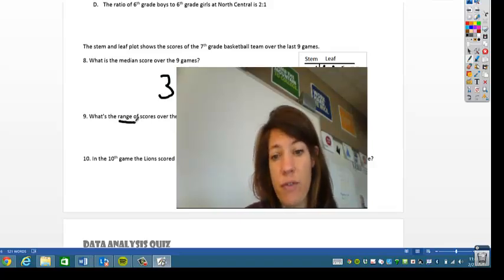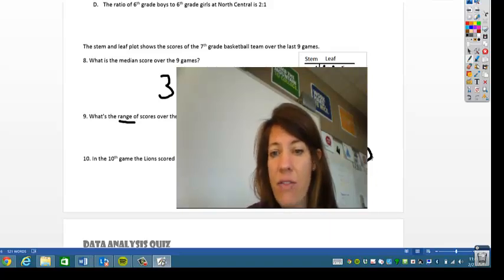The range of scores is the highest, which in this case is 47, minus the lowest, which in this case is 11. Well, for here, I don't even have to borrow. I can just subtract straight across, and I get 36. Okay. In the 10th game, the Lions scored 58 points. By how much did the Rains change from their 9th to their 10th game?